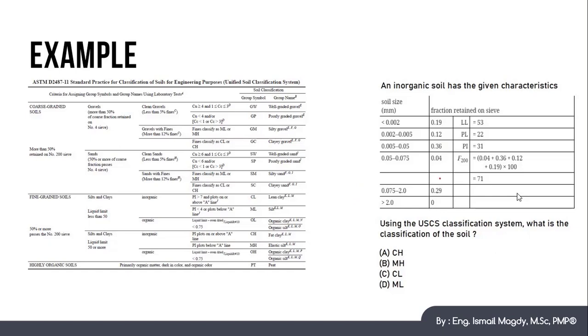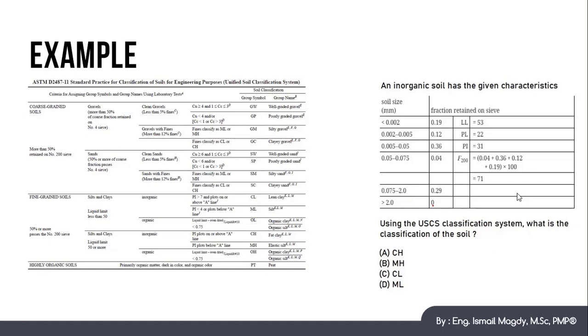We can see here this is the fraction retained on each sieve. You have to take care here that the biggest sieve is at the bottom. So we are starting from here. It's 2, and this one is between 2 and 0.75. This is between 0.75 and 0.05. So it is getting smaller as we go in this direction. So we are calculating from here.